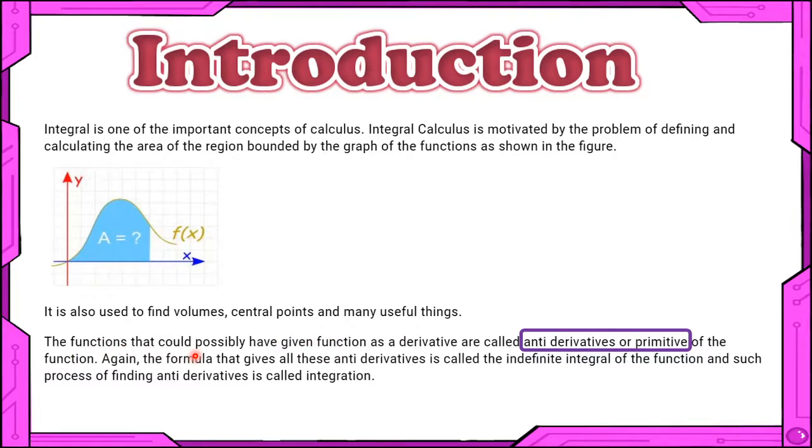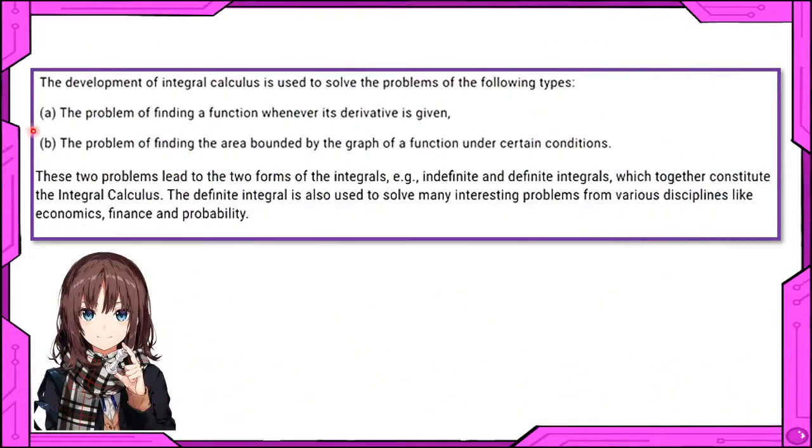The functions that could possibly have the given function as a derivative are called antiderivative or primitive of the function, and the formula that gives all these antiderivatives is called the indefinite integral of the function, and the process of finding an antiderivative is called integration. These are the two problems basically we have to deal with: the problem of finding a function whenever its derivative is given, and another problem of finding the area bounded by the graph of a function under certain conditions.